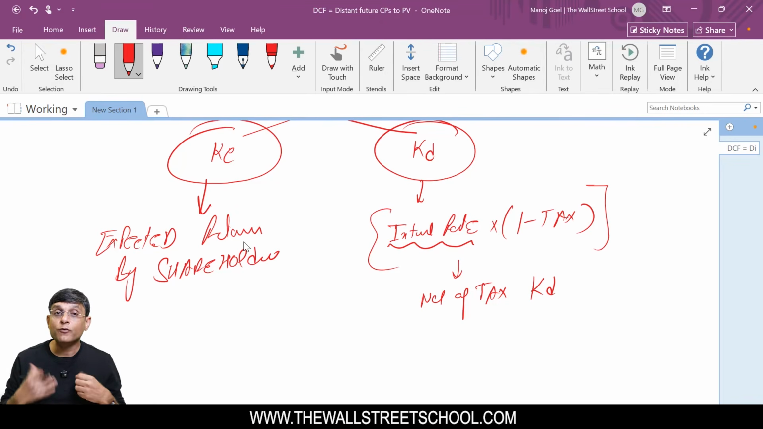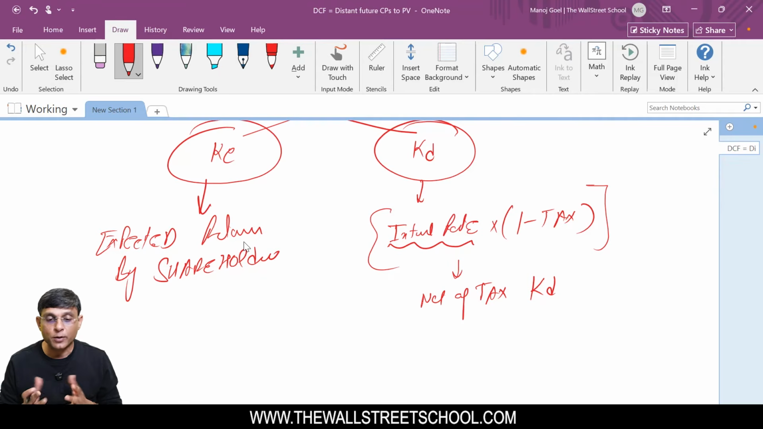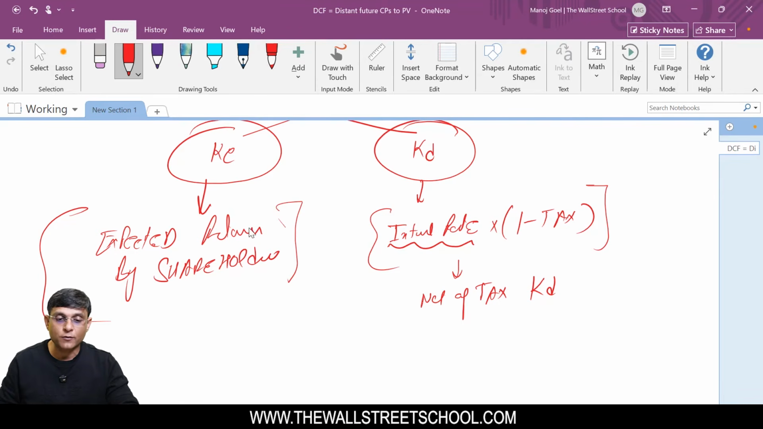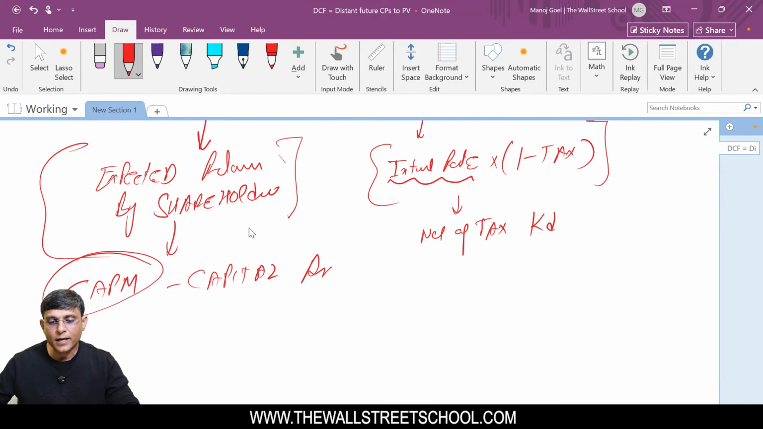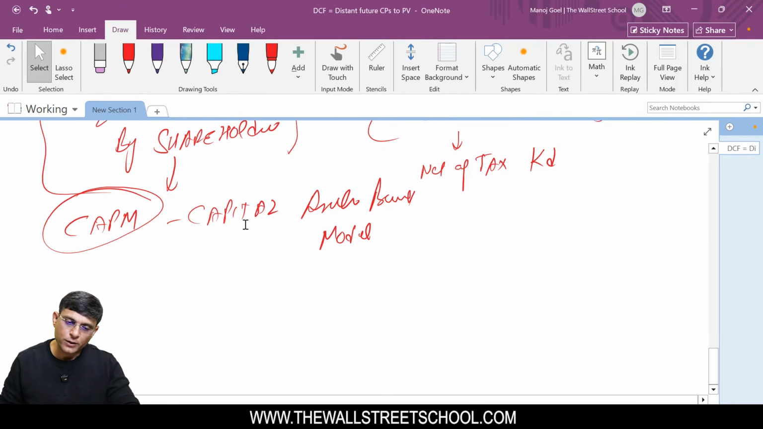So here we need to gauge this cost of equity. We need to gauge this expectation, because it is not explicitly given. To understand what your shareholders are expecting from your company when they're putting their money into it, we use a CAPM model. The full form of CAPM is capital asset pricing model. So what this model says, guys, is pretty simple.